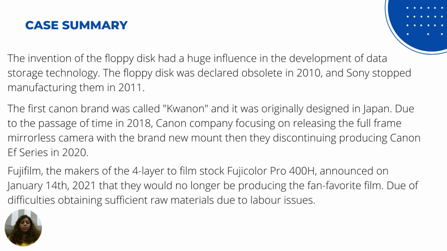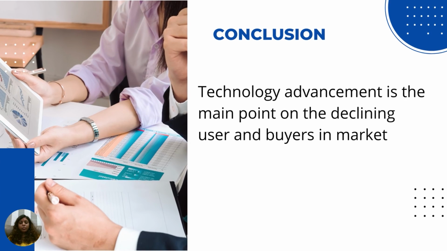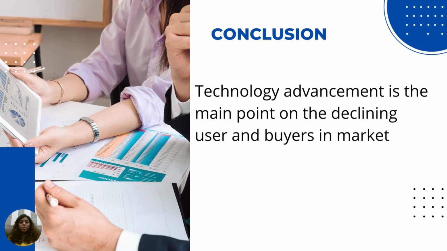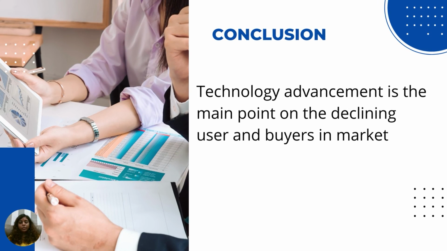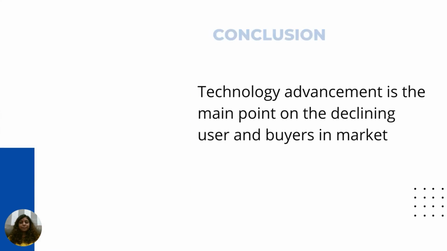Fujifilm, the maker of the Fujicolor Pro 400H film stock, announced on January 14, 2021 that they will no longer be producing the fan favorite film due to difficulties obtaining sufficient raw materials because of labor issues. So, the conclusion of the case studies is that technology advancement is the main reason for declining users and buyers in the market. Thank you.